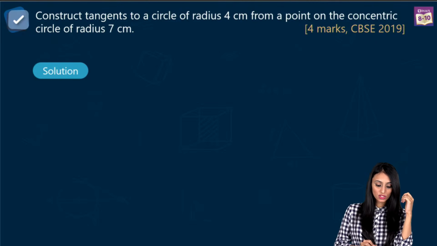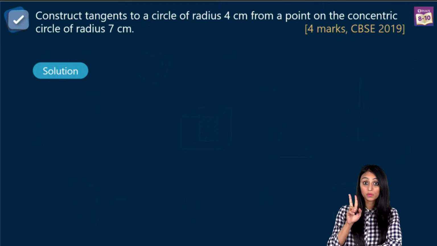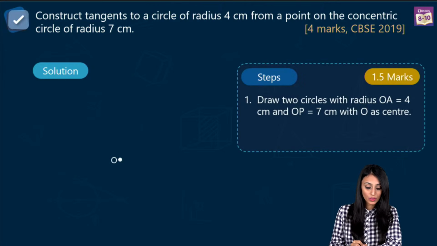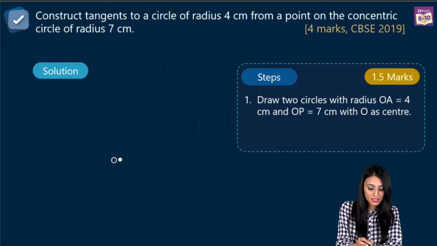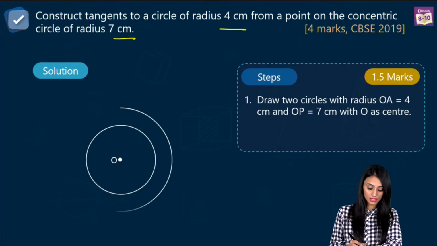So here is the next question. Construct tangents to a circle of radius 4 centimeter from a point on the concentric circle of radius 7 centimeter. We are talking about two circles over here, right? Concentric circles. First of all, we have to draw two circles, one with radius 4 centimeter, another with radius 7. They have a common center. That's what concentric circles mean.